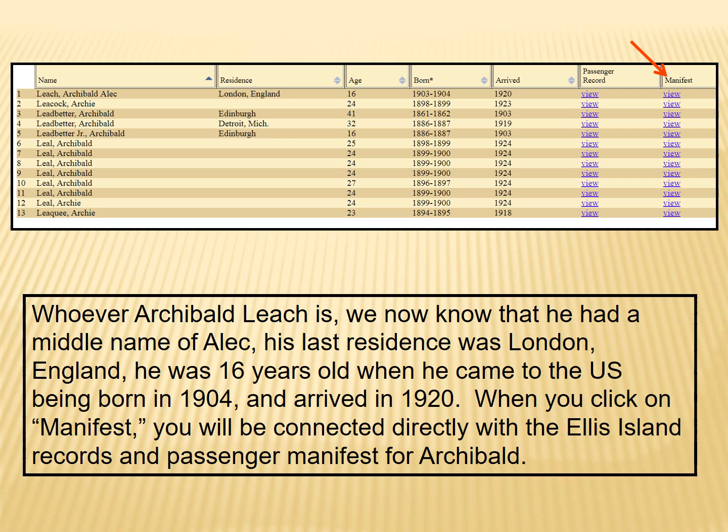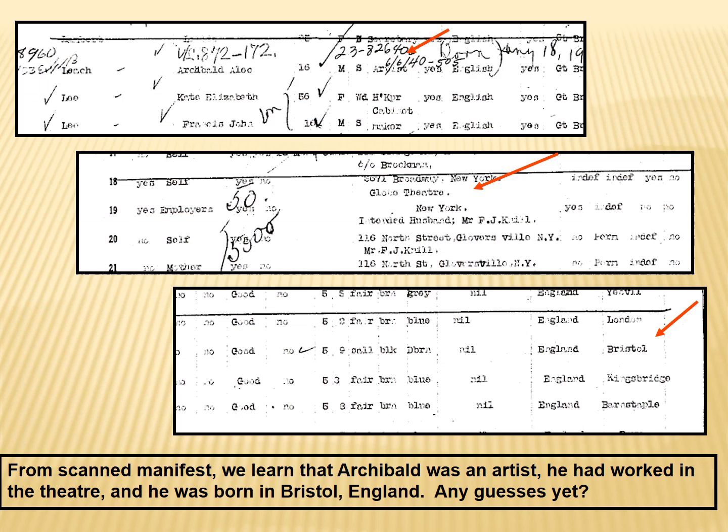Whoever Archibald Leach is, we now know that he had a middle name of Alec. His last residence was London, England. He was 16 years old when he came to the United States, being born in 1904 and arrived in 1920. When you click on Manifest, you will be connected directly with the Ellis Island records and passenger manifest for Archibald.